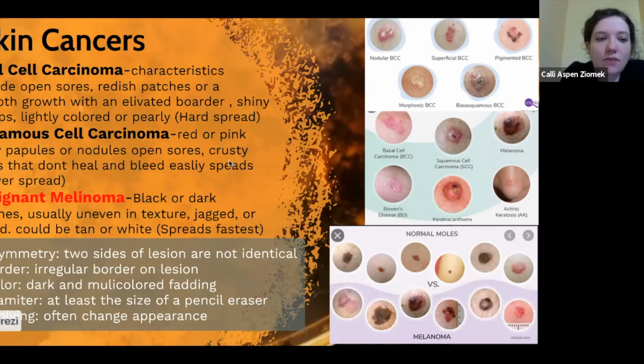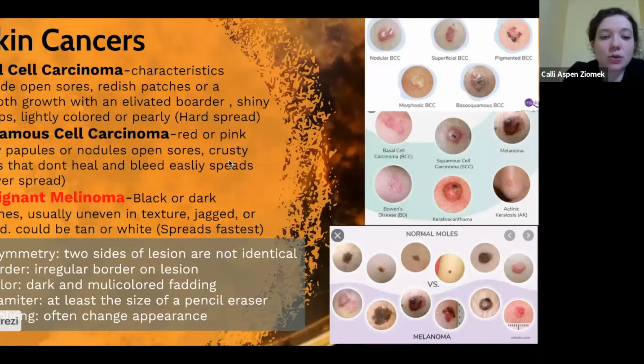Then you have your malignant melanoma. And the reason that this one is in red is because this is the most dangerous of the skin cancers. So you really want to make sure you're aware if your client has this condition.